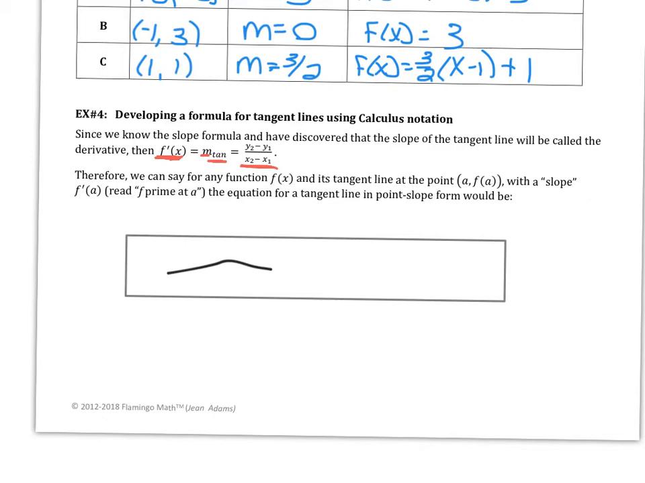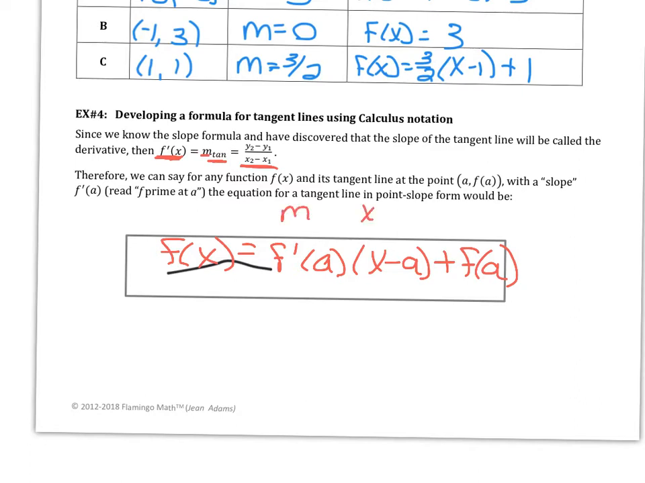So since we know that, we can now write a new equation. Please excuse this black line, but we can write that f of x is equal to the derivative, which is our slope, of x minus a plus f at a. Because think about it, didn't we say this is slope times x minus x1 plus y1? So it only makes sense that that would be a and that would be f at a. So this is just writing it in calculus form.